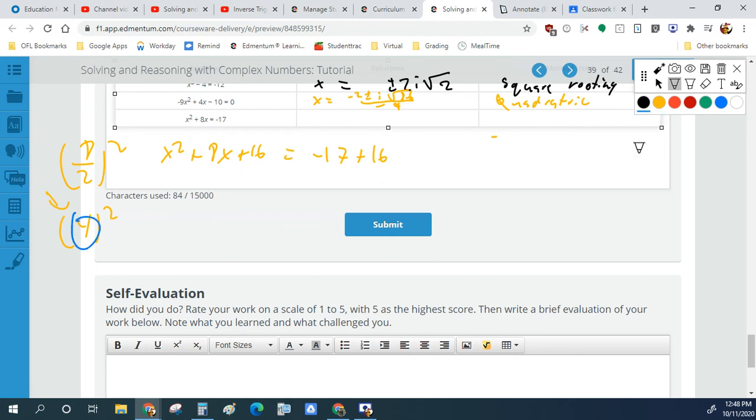So I'm going to turn this into x plus 4 squared, and that's going to equal this negative 1. So what happens here is I have to take the square root, and because I'm taking the square root of a negative number, I know that's I. Square root of negative 1 is I. So it's plus or minus I. So this ends up being x is equal to, I have to subtract 4, so I get negative 4 plus or minus I.